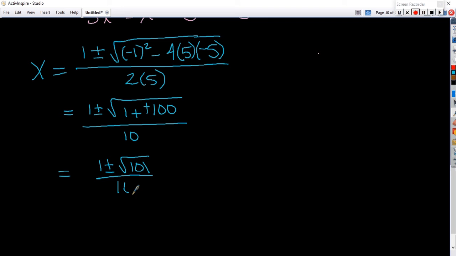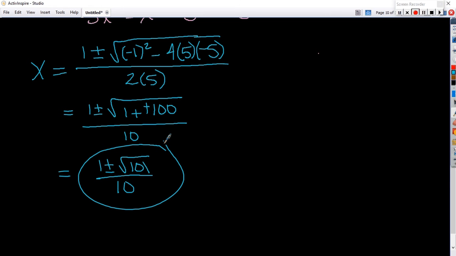Look at that radical. Can you simplify it any? No, you just leave it like that. Because there's no perfect square you can divide 101 by. So you leave it. Now this is your answer. That ain't that hard. Like that one better? That ain't that hard.